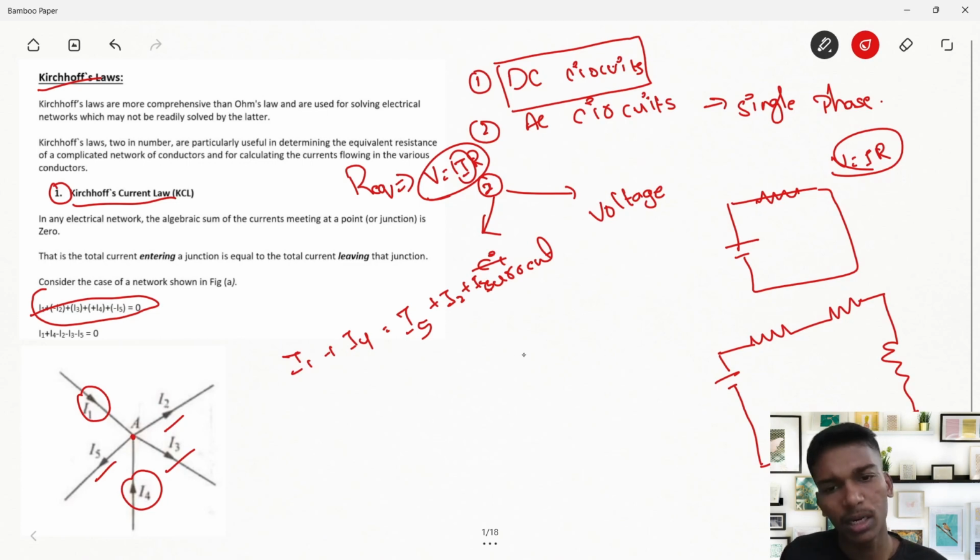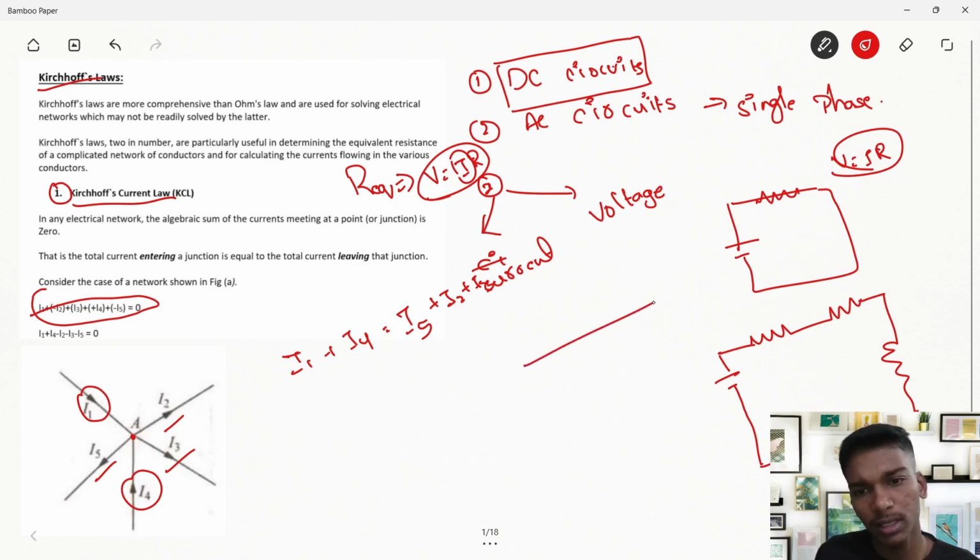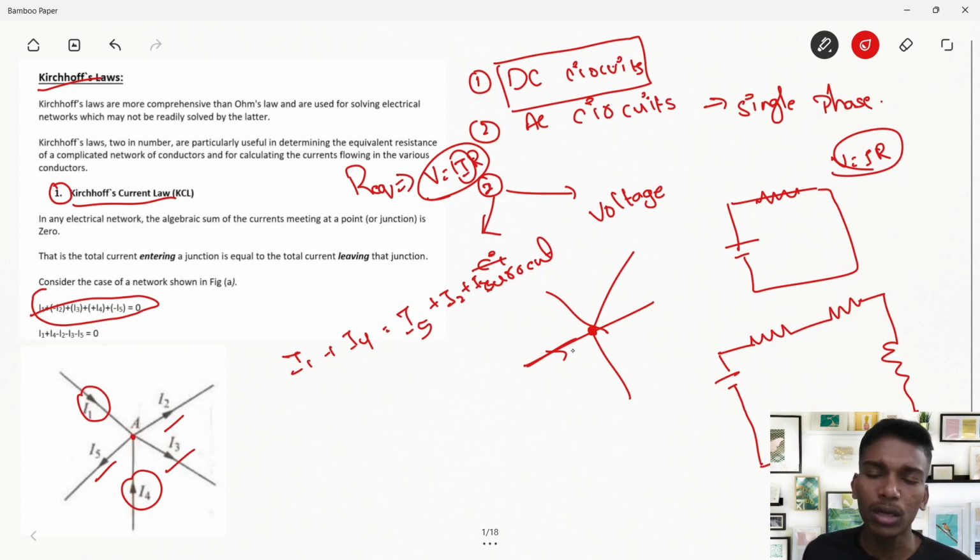In whatever circuit we might be solving, if there are a lot of branches leaving from a node, this junction, then the sum of currents entering the node and the sum of currents leaving the junction are equal. This is the simple Kirchhoff's law statement. We will come to know about it when we solve problems. We will solve problems on this topic also.